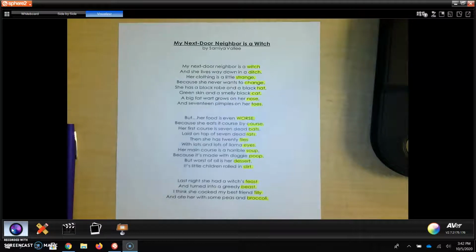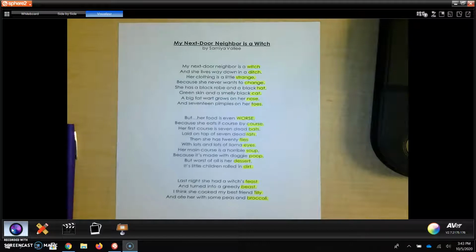And then what something feels like. So then you were asked to draw a picture after reading this poem of what you thought. And this was a really good poem to practice imagery on because it talks about a scary witch and all the crazy foods that she eats. But today we're going to talk about identifying parts of a poem. So we're going to be talking about lines, line breaks, and stanzas.